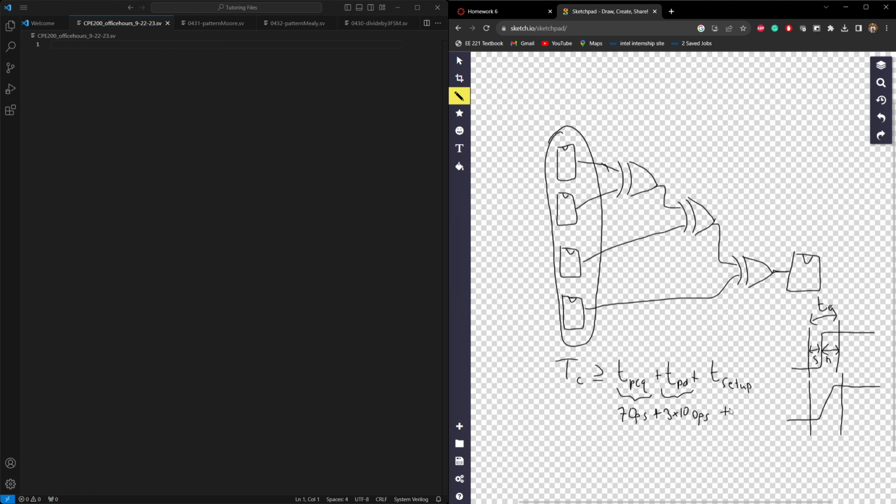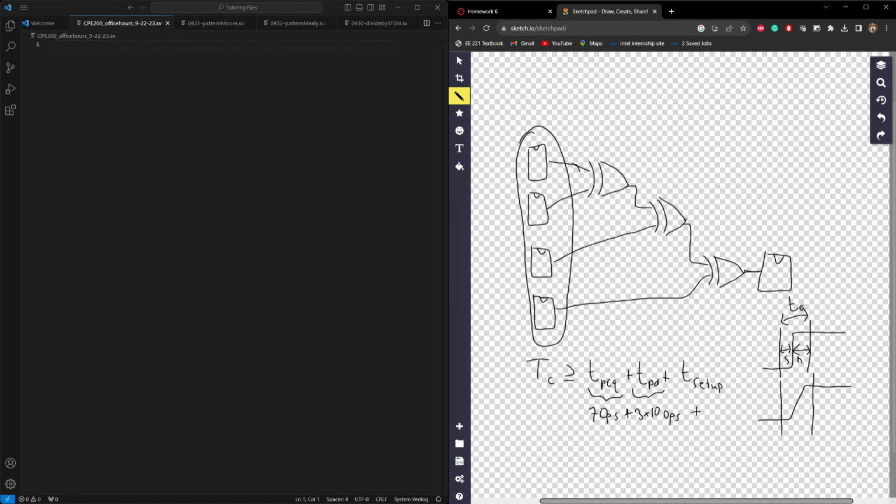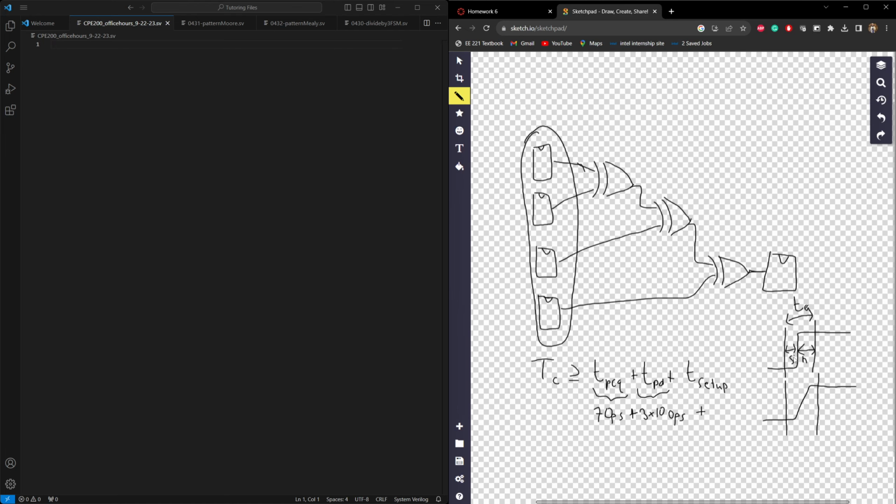Okay. And in this case, what are we told the setup time is? It is 60 picoseconds. I believe I agree with you, it says the setup time is 60 picoseconds. So I'll write that in here.